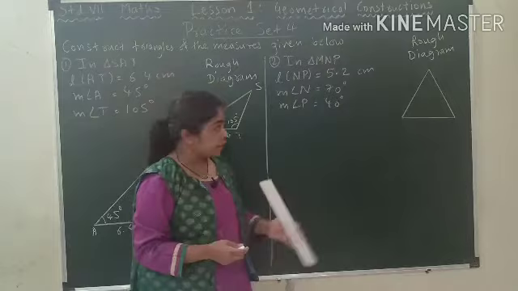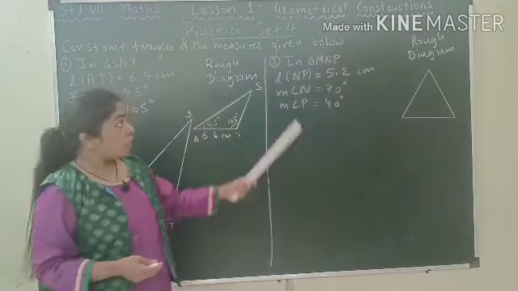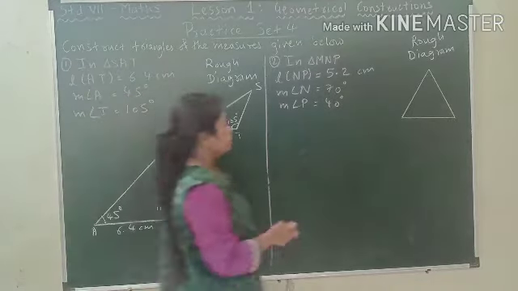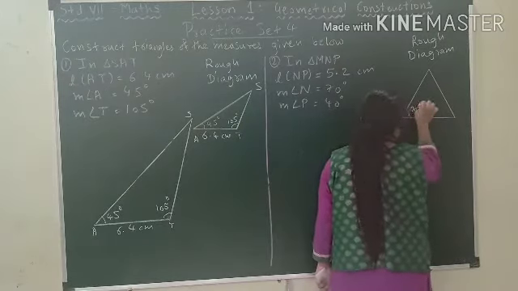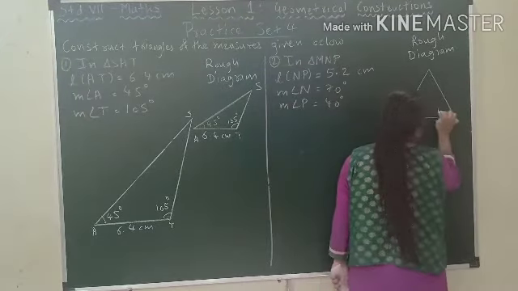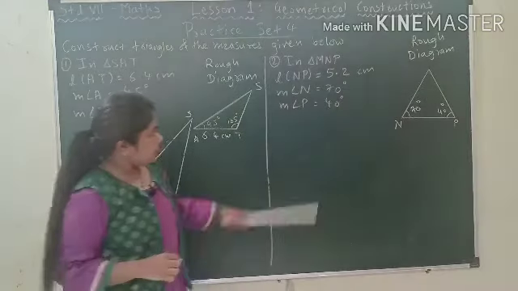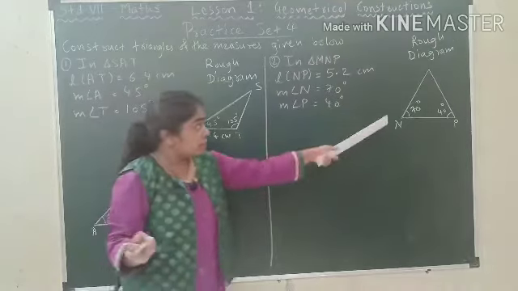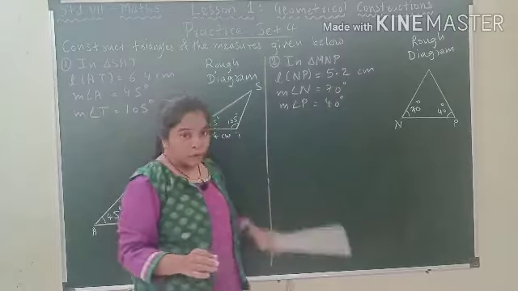Now let's move to next one, second one. First we'll finish with the base, but let us write the measures in the rough diagram. First, place the position of angles. 70 and 40. We've placed both the angles in both the places. It is fixed. Now NP's measure should be given to us. 5.2 centimeter.